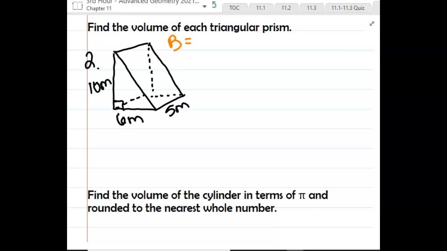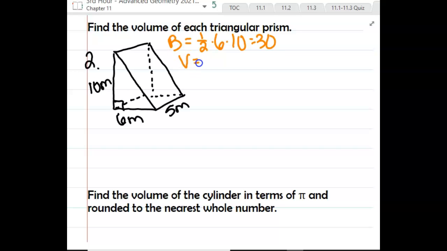So to find the area of the triangle, we take 1/2 the base of the triangle. What's the base of the triangle? 6 times the height of the triangle, 10. So we would get 30. So the area of that triangle is 30.